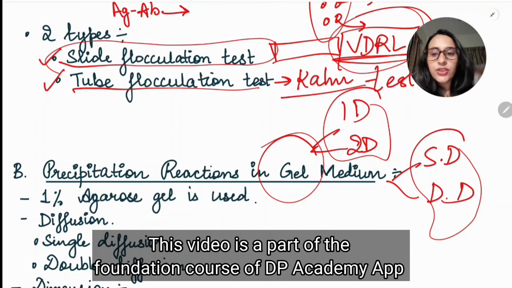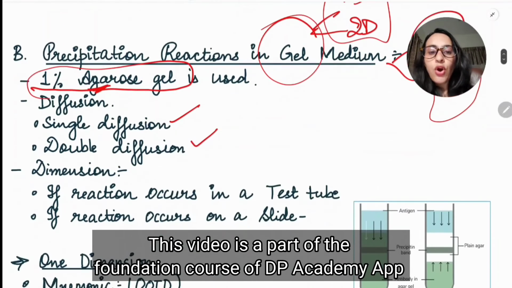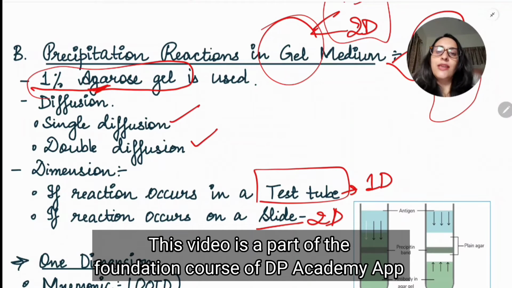So, precipitation reaction in the gel medium. The gel which we are taking is 1% agarose gel. This is the gel medium that we are taking. Either it can be single diffusion or double diffusion, or it can be a single dimension. One dimension is when it is done in a test tube. Two dimension is when it is done on a slide.